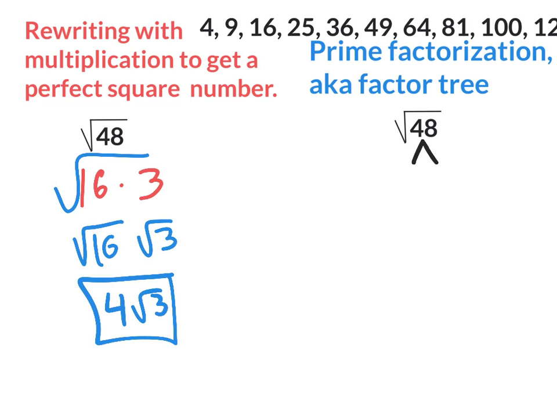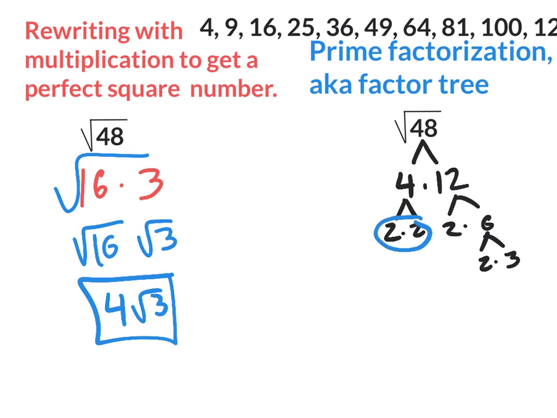48 breaks down to, somebody said 4 times 12. The 4 breaks down to 2 times 2. The 12 breaks down to 2 times 6. The 6 breaks down to 2 times 3. So there's nothing else to break down. Let's see what paired up.